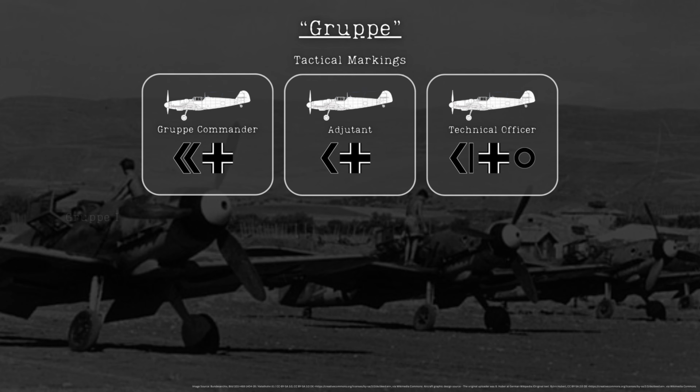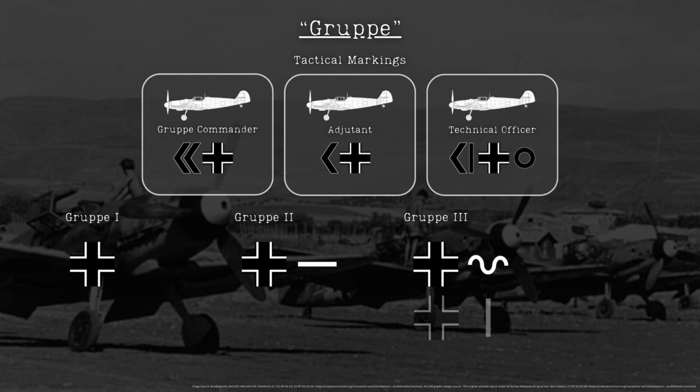Now, to identify each group within a fighter wing, aircraft belonging to that Gruppe would have a special marking, or lack thereof, aft of the national insignia. In Group 1, there would be no extra symbol, just the Balkenkreuz. In Group 2, each aircraft would have a horizontal bar aft of the national insignia. Group 3 would either have a squiggle, as I call it, or a vertical bar.